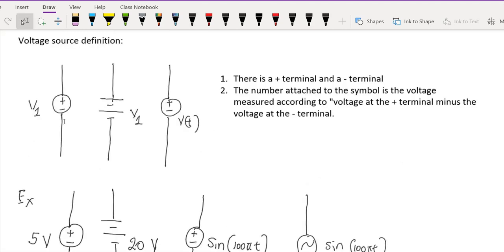Two points to note about the definition. If you look at the symbol or the notation, there is a plus side or the plus terminal and a minus terminal. The number attached to the symbol is measured according to the voltage at the plus terminal minus the voltage at the minus terminal.